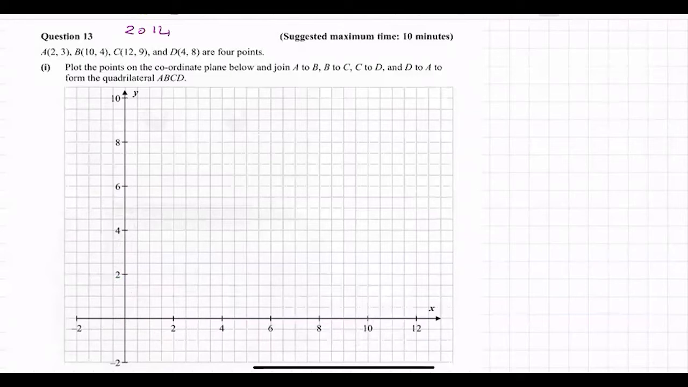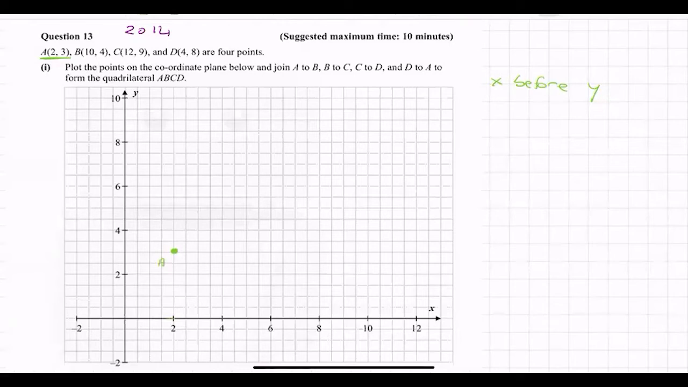So remember, always x before y. When I'm plotting 2, 3, I come over to 2 on my x-axis, and I'm going up to 3, which is halfway between 2 and 4. So that point there is 2, 3: over 2 on the x-axis, up 3 on the y. That's what 2, 3 means. And you always label your points, so I'll have a little A beside it.